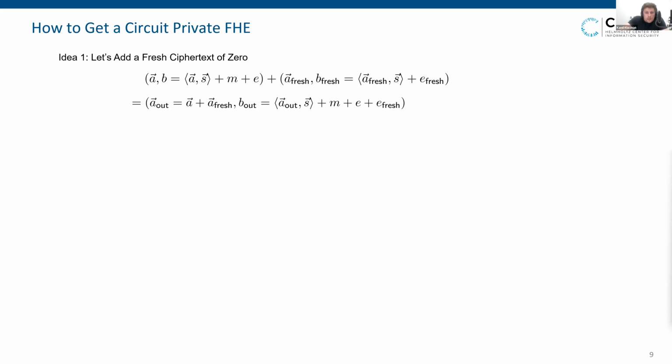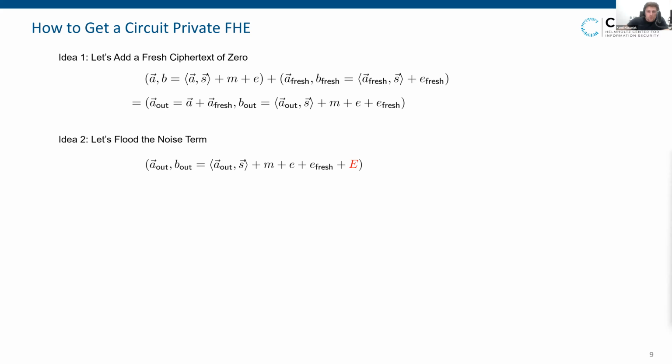Okay, so now we will add to this a fresh ciphertext of 0. And at first glance, it looks good. The vector A out will actually be uniformly distributed, but the error E fresh is unfortunately too small. You have to sanitize all the information about the previous computation from the error E.